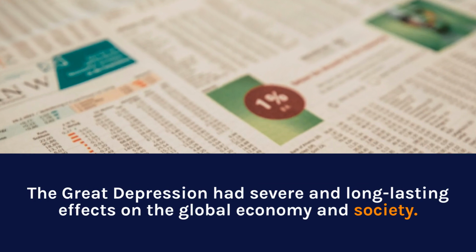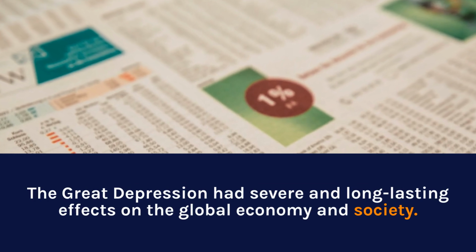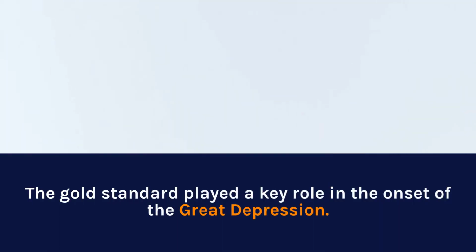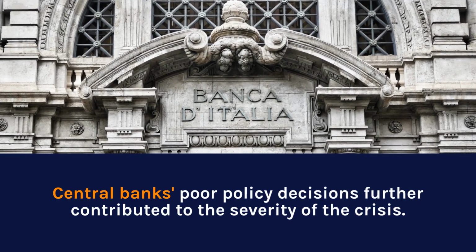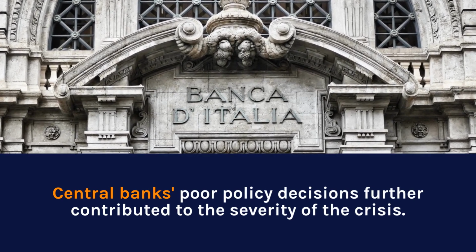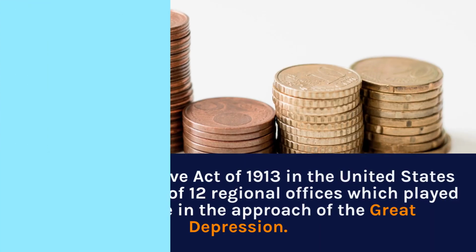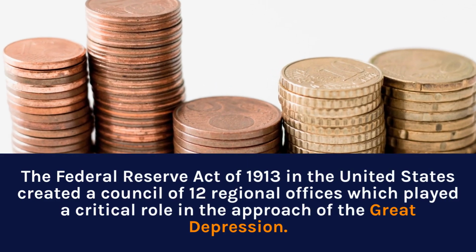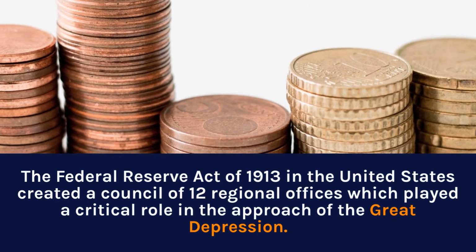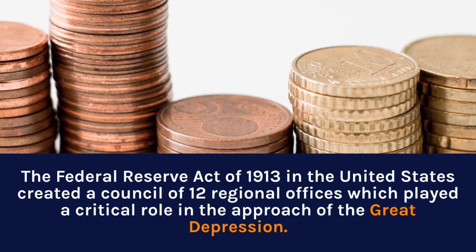The Great Depression had severe and long-lasting effects on the global economy and society. The gold standard played a key role in the onset of the Great Depression. Central banks' poor policy decisions further contributed to the severity of the crisis. The Federal Reserve Act of 1913 in the United States created a council of 12 regional offices which played a critical role in the approach of the Great Depression.